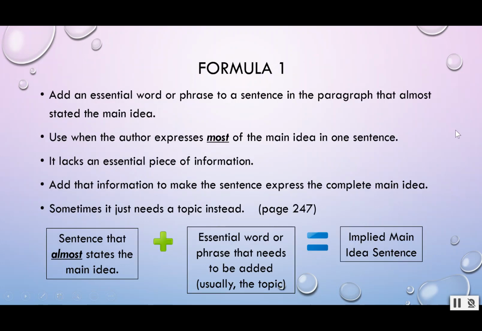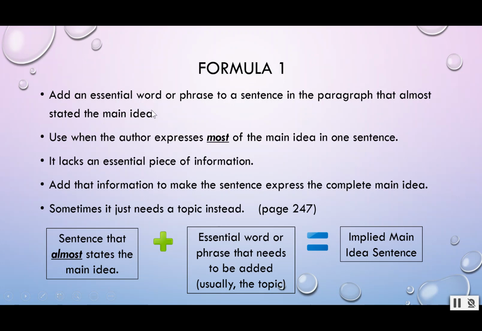This first formula is actually kind of the simplest one, and we talked about this in chapter 4 a little bit when we talked about making sure that our stated main idea has all of the important points to it. So remember, your main idea has your topic plus the author's most important point about that topic. So with Formula 1, you're going to add an essential word or phrase to a sentence in the paragraph that almost states the main idea.